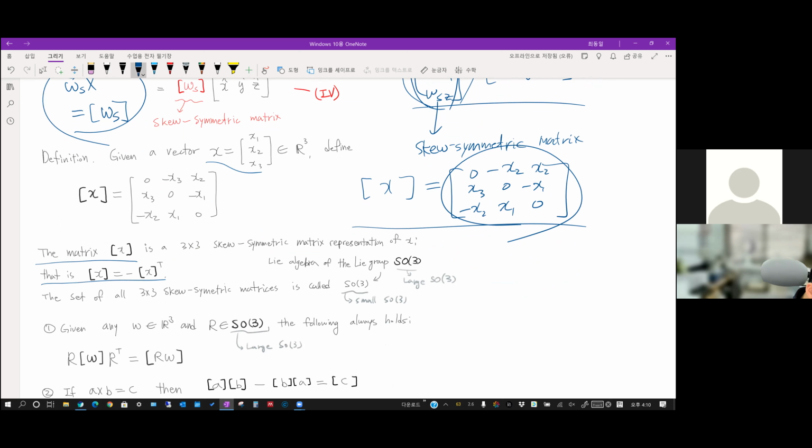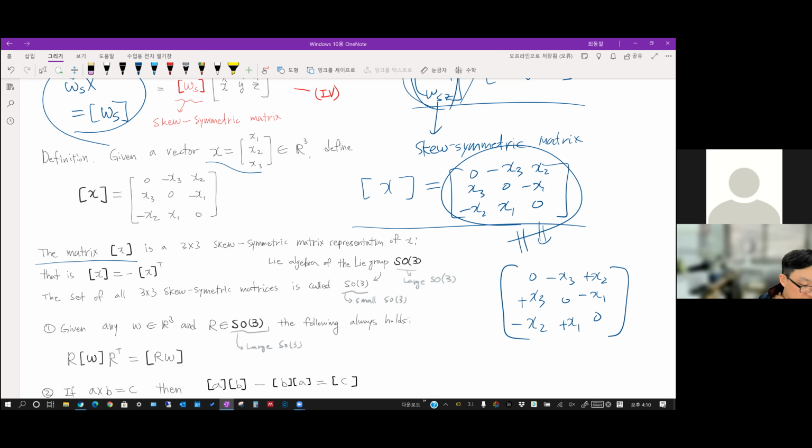And that is x bracket equals minus x bracket transpose. Because if we transpose this one, 0, 0, 0, this one is 3, but x3, x2, minus x1, x3, x2, x1. And we apply minus, and it becomes the same expression like here. So this one is valid.